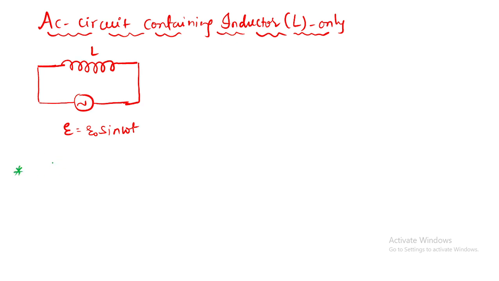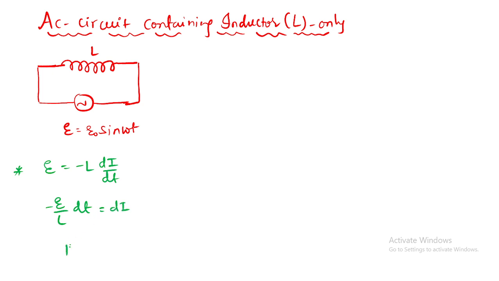So we know that according to Faraday's law or Lenz's law, for an inductance only, EMF is equal to minus L into di divided by dt. Will it be right like that? Yes or no? Now what can I write from this one? E divided by minus L into dt, which is equal to di. Can I write it like this? Yes or no?